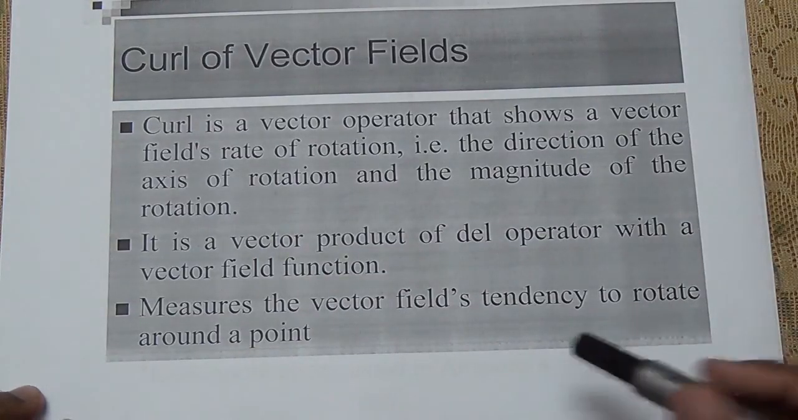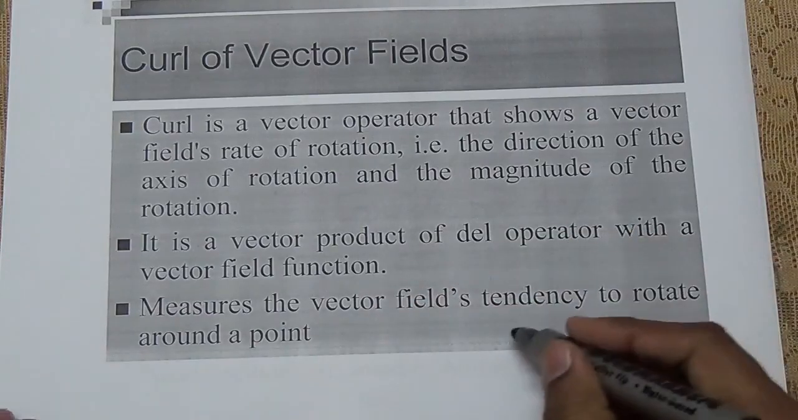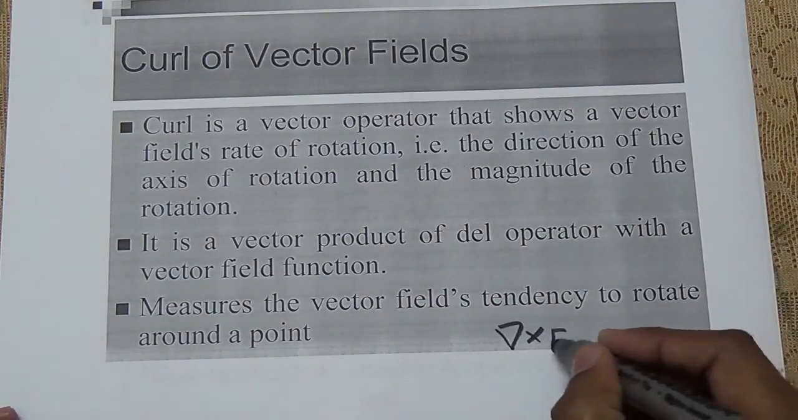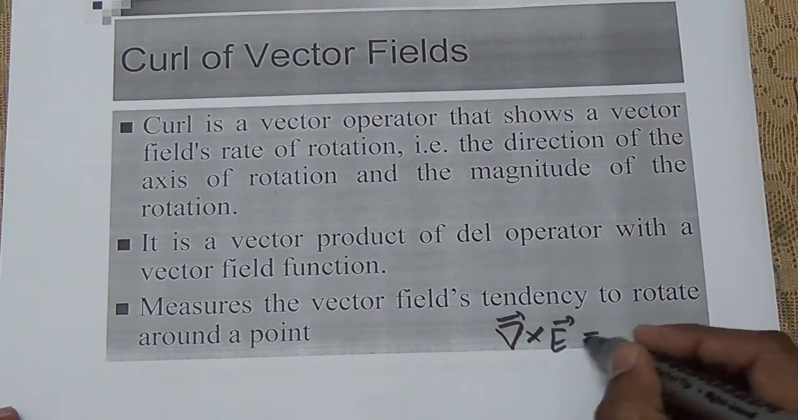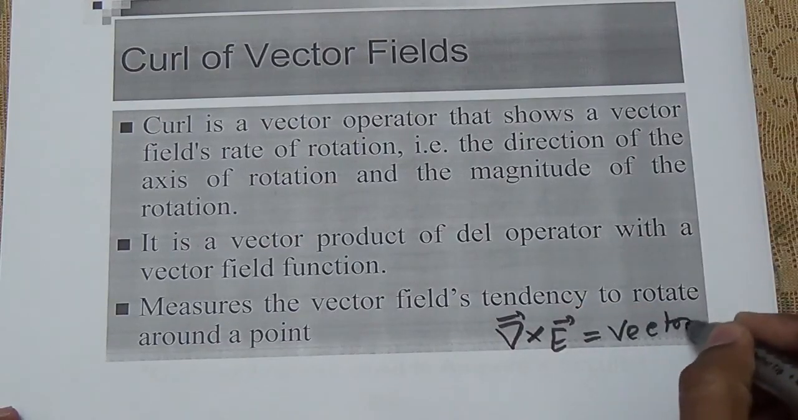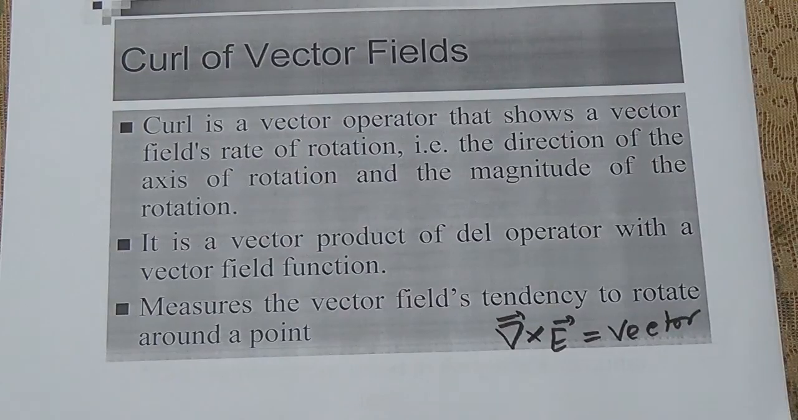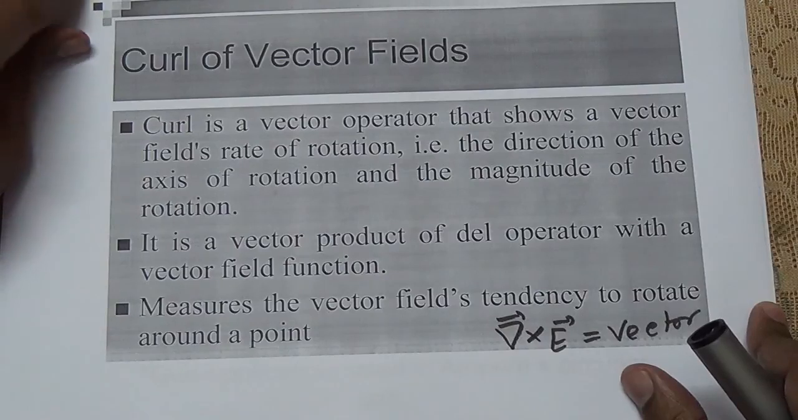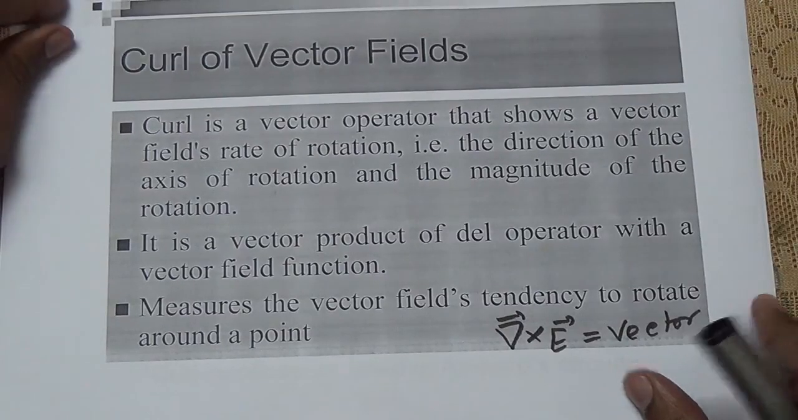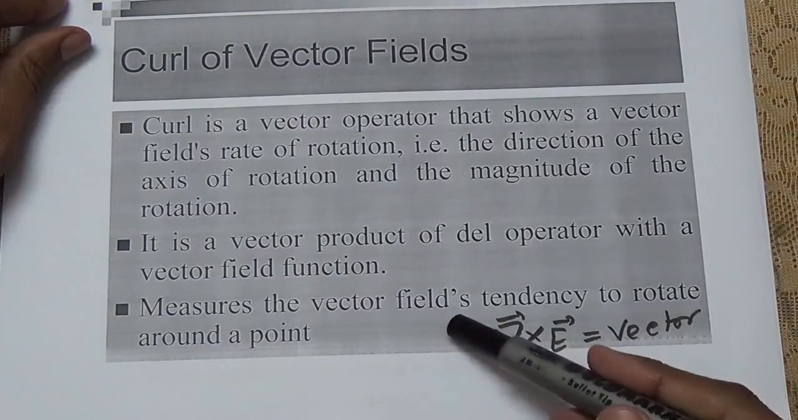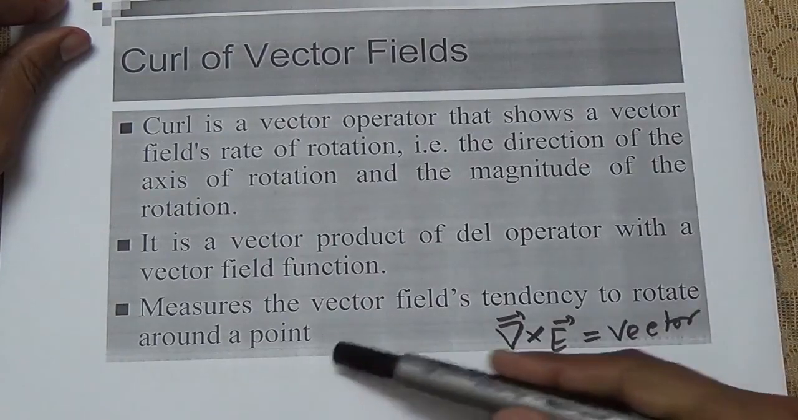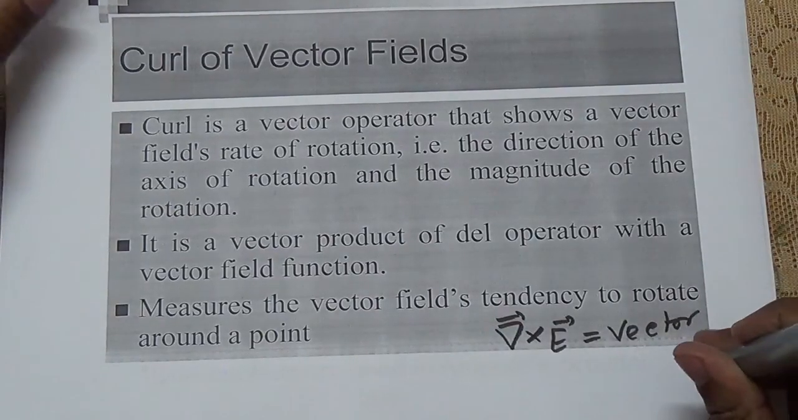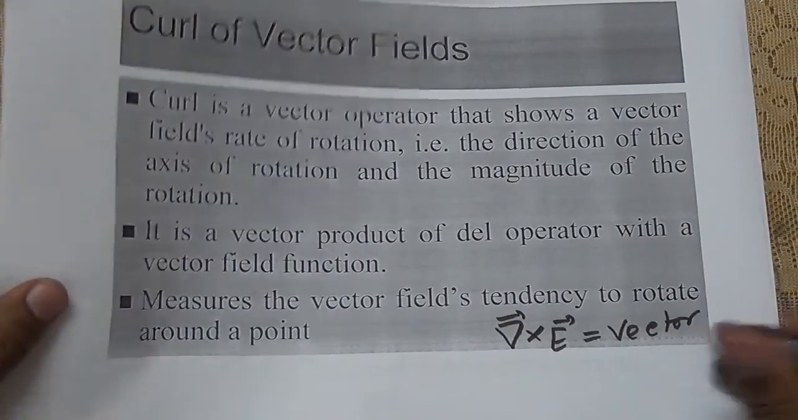So the result of this del cross E will be a vector, and we know a vector has direction and magnitude. So what will be the direction of that rotation and the magnitude at any point? So it is a vector product of the del operator with the vector field function. It measures the vector field's tendency to rotate around a point. So that is basically how much it is rotating, the rate of rotation.